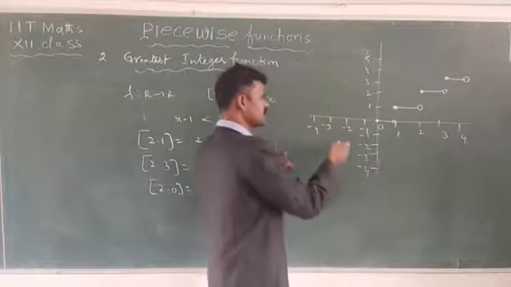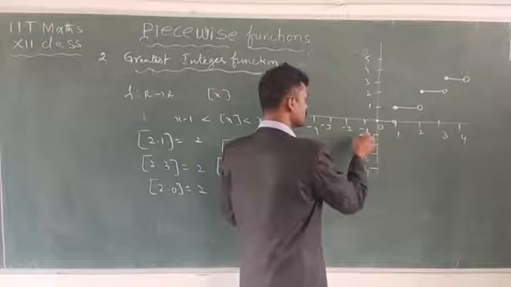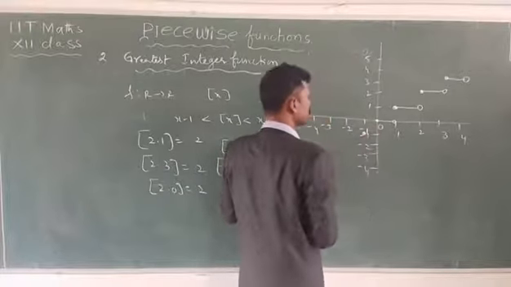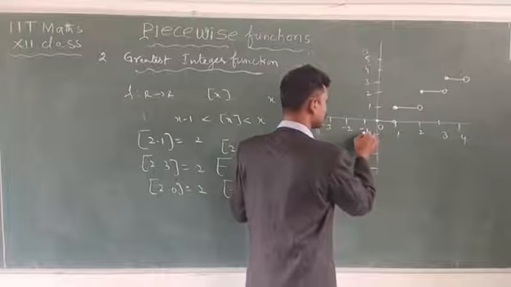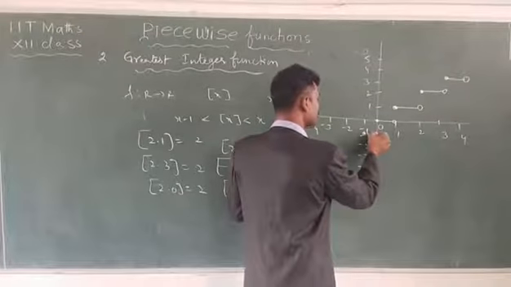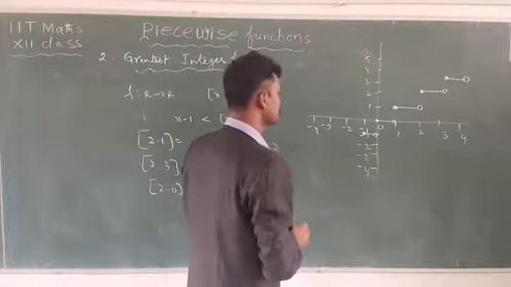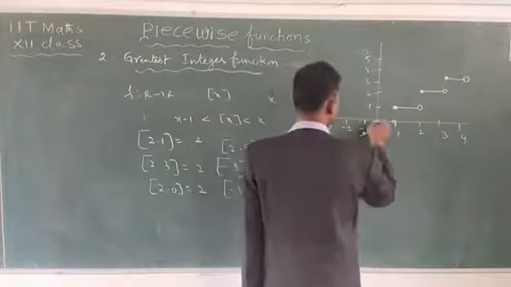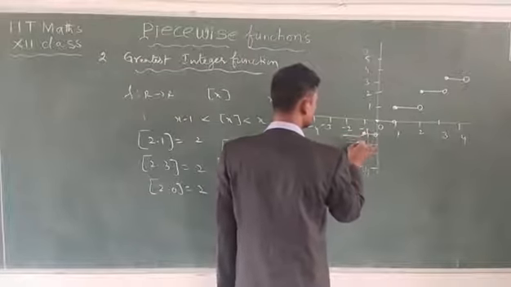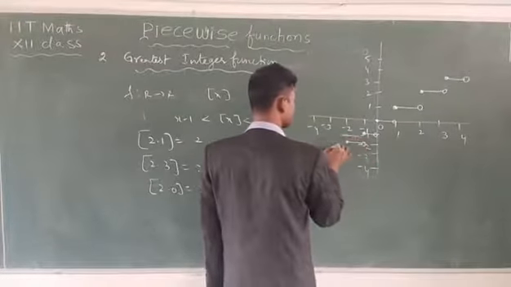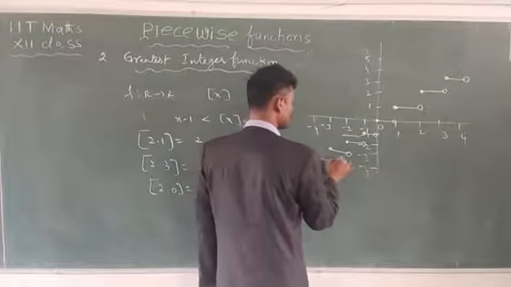And here, see here, on the negative side, minus 1.0, then minus 1.5, up to minus 1.9 also gives minus 1 in this way. Then minus 2 and so on. This is a step function. See here, stair or step.